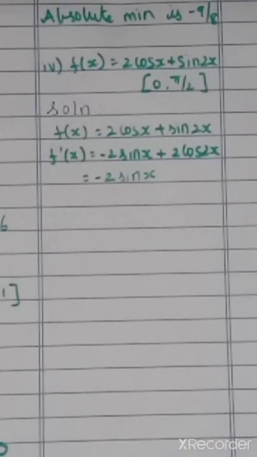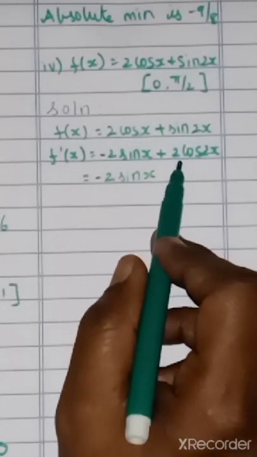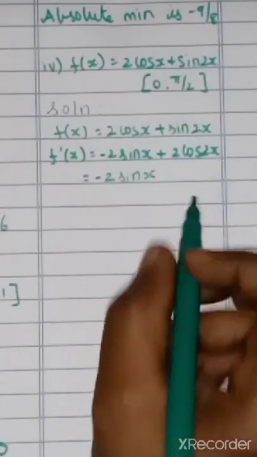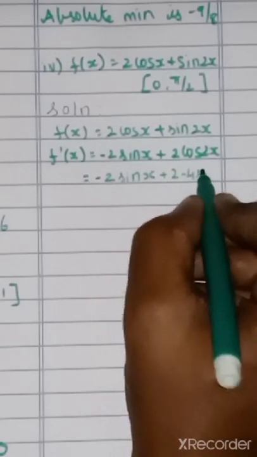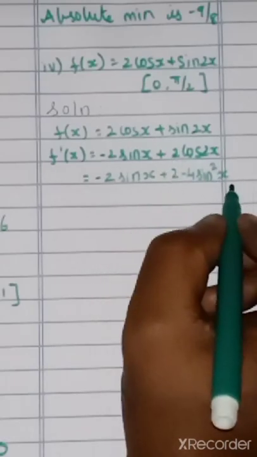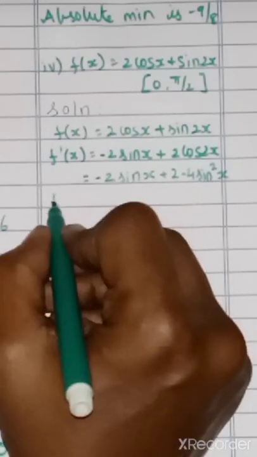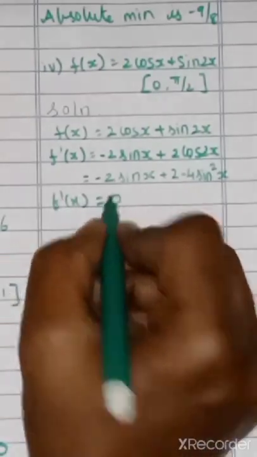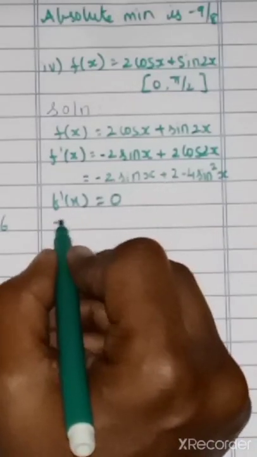Again, we can write this as minus 2 sin x and for cos 2x, we can use a trigonometric formula, 1 minus 2 sin square x. Here, since we have 2 cos 2x, the formula becomes 2 minus 4 sin square x. So instead of this, we are using the trigonometric formula. Okay, now we can equate f dash of x equal to 0. That is, here minus 2 is not common in everything, so we can take minus 2 outside.